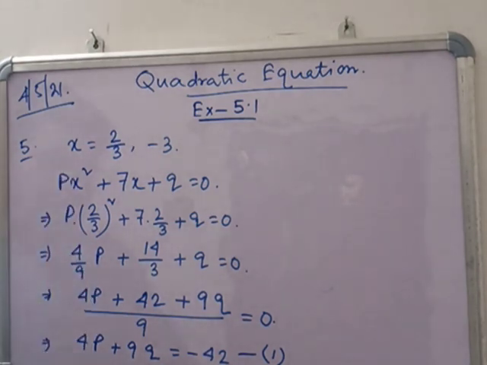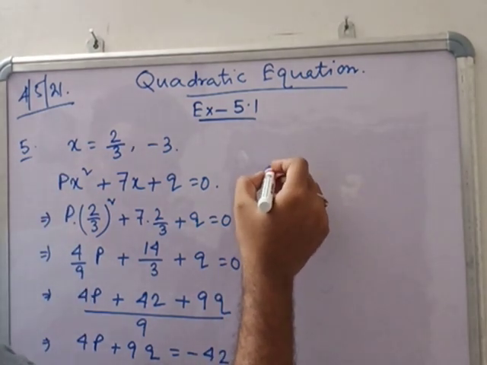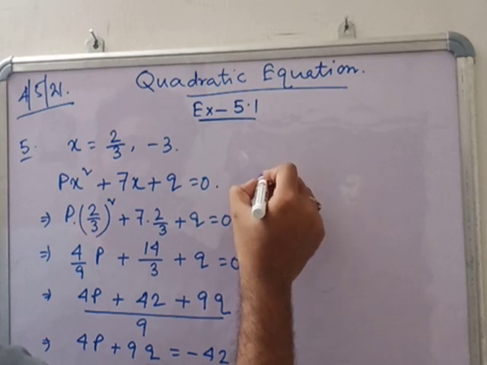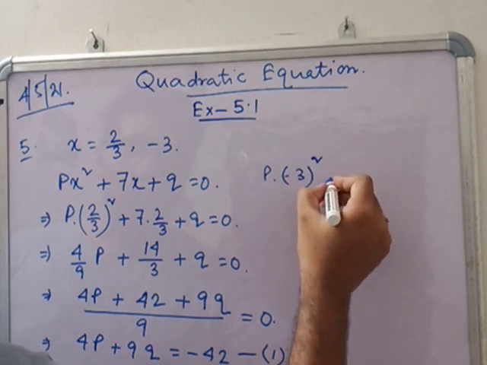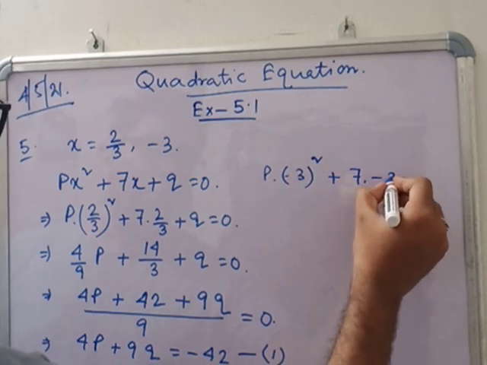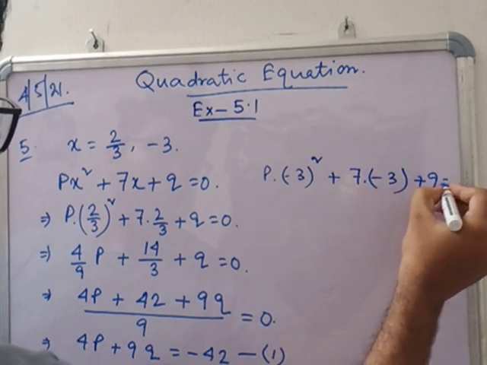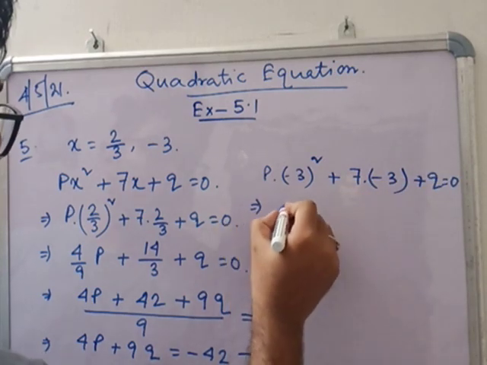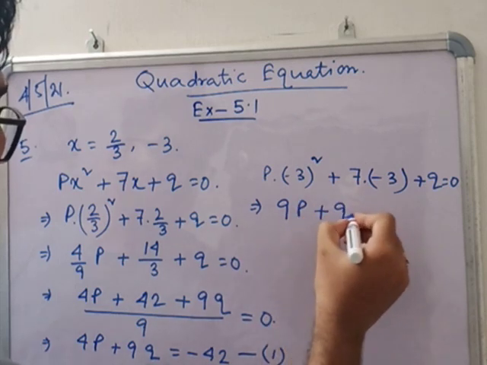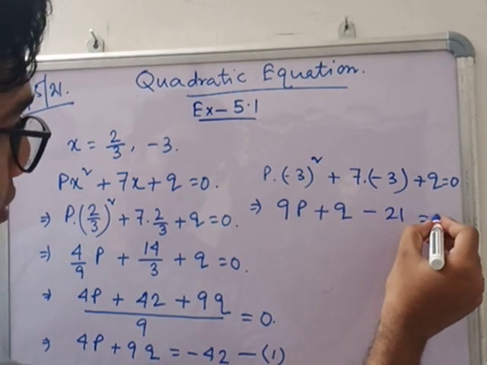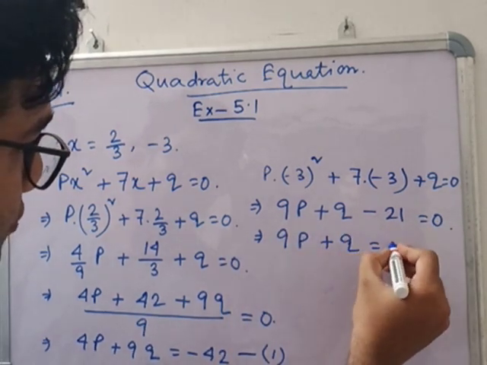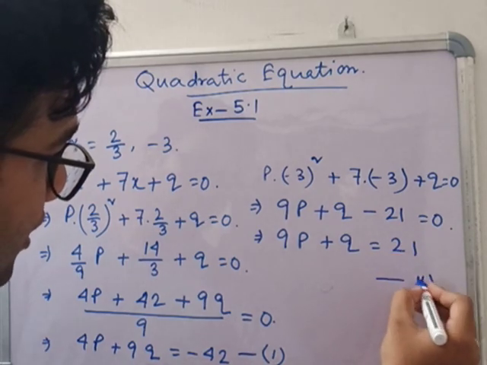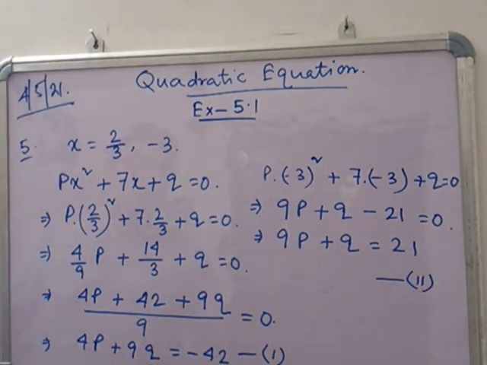Now if we put minus 3, then we get p into minus 3 square plus 7 into minus 3 plus q equals 0. That means 9p plus q minus 21 equals 0. So that means 9p plus q equals 21. This is number 2. So this is the number 2 equation and this is the number 1 equation.